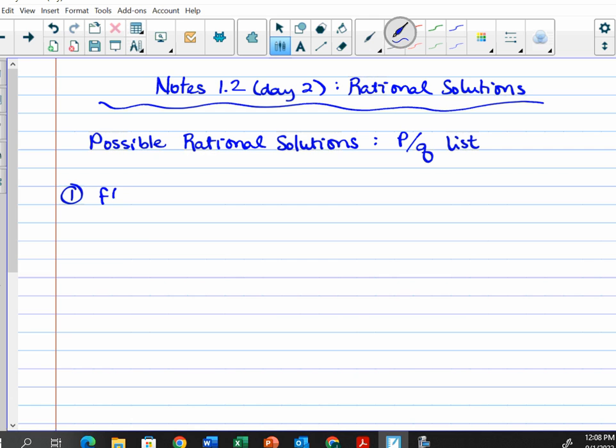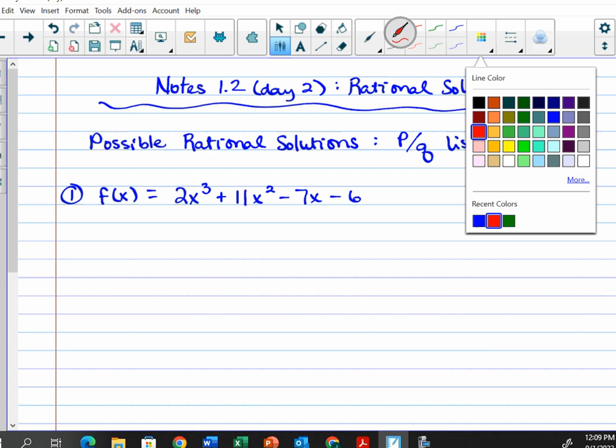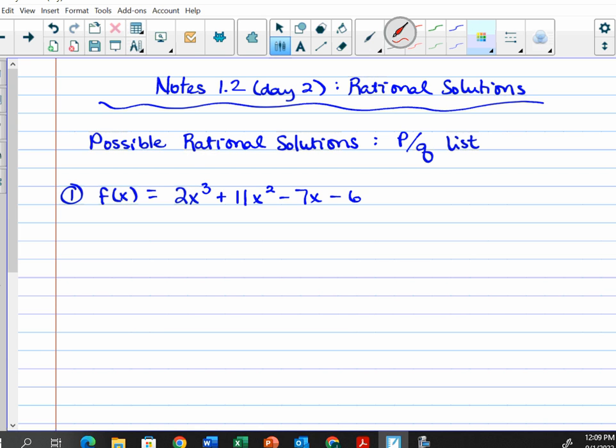Let's say our f of x is equal to 2x cubed plus 11x squared minus 7x minus 6. All right, I didn't write you any directions, but we're going to find the possible rational solutions here, okay? So we're going to find the P over Q list.